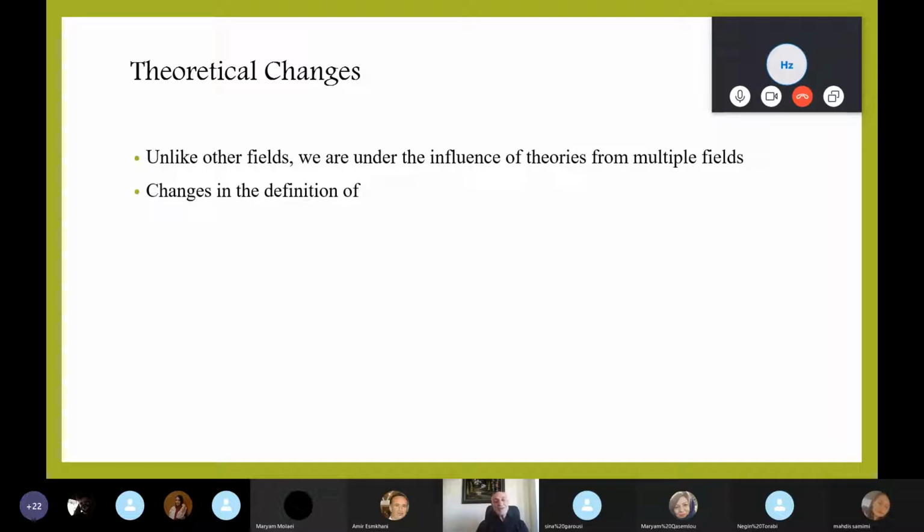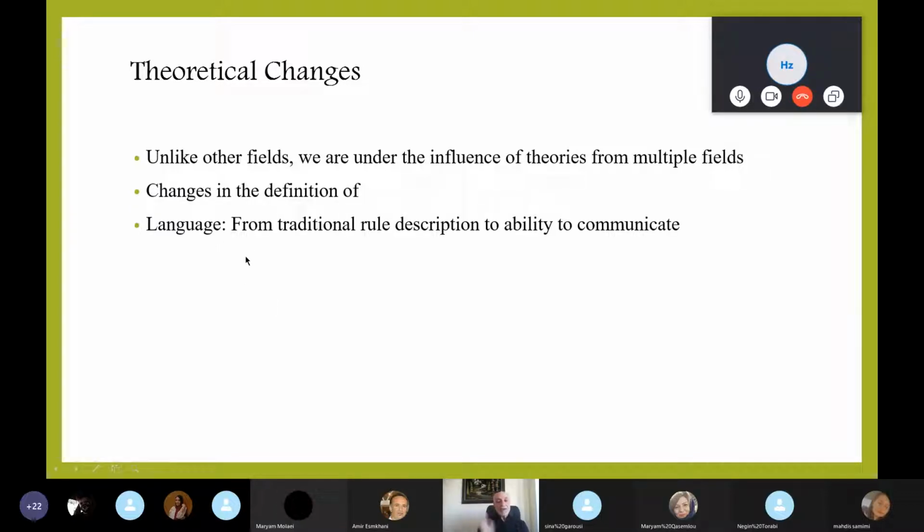We have had many changes in the definition of language, or in my time, language was describing the rules. Present tense is a kind of tense that refers to an action that happens regularly. I still remember from my high school. But now that is not the definition of language. Language is a means of communication. And they're two different things.